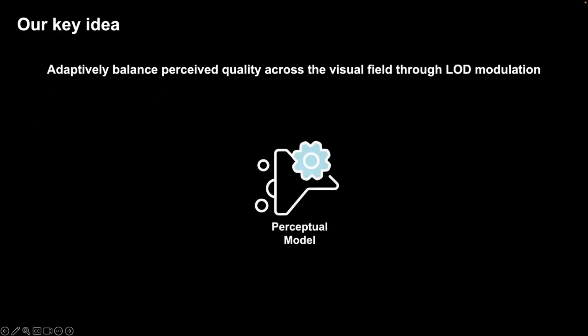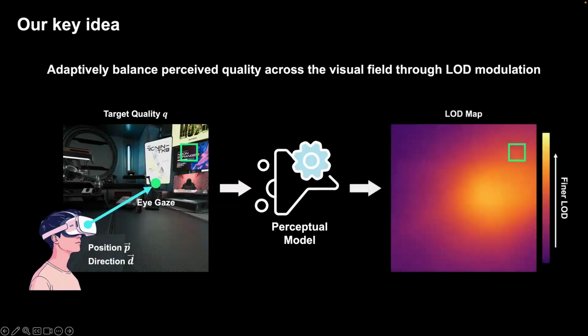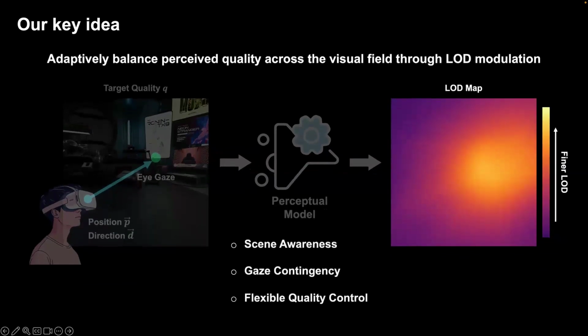Our key idea is to adaptively balance perceived quality across the visual field through continuous level of detail modulation. At the core of our method is a perceptual model that takes the user's current viewpoint and a target quality level and predicts for each direction in the visual field the minimal LOD required to achieve that quality. The result is a spatially varying LOD map that allocates Gaussian budget where it matters most to maintain perceptually consistent quality across the scene. This enables scene-aware, gaze-contingent adaptation while also supporting flexible, budget-driven quality control.